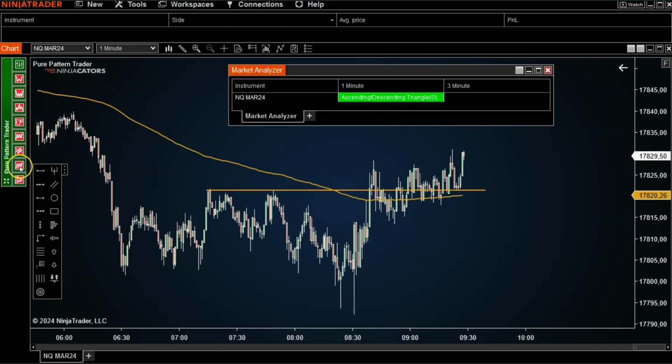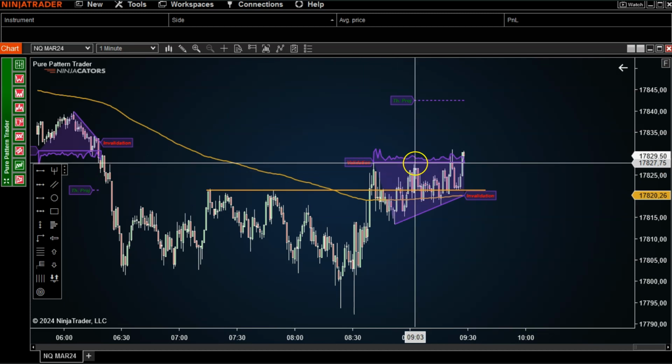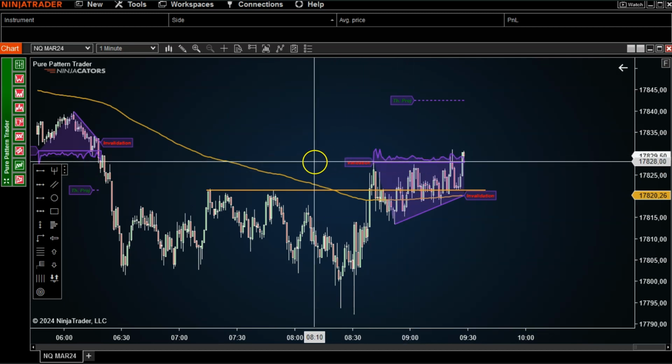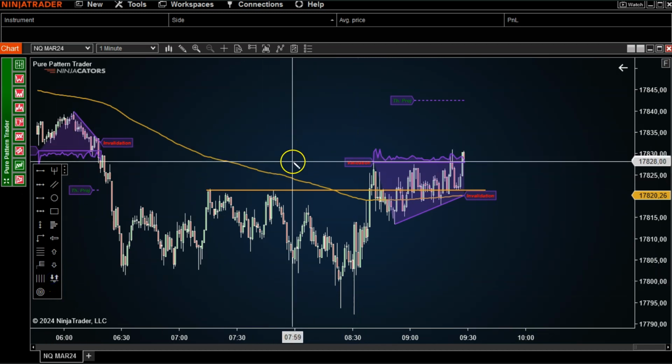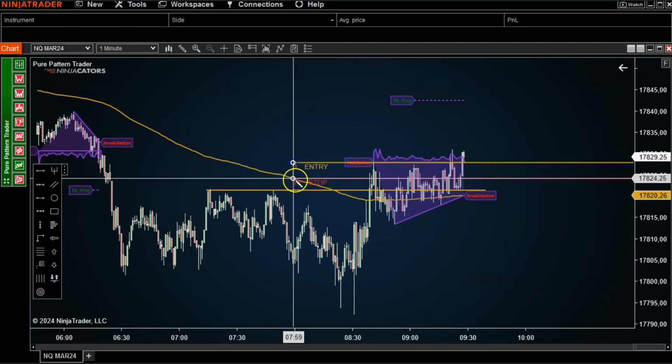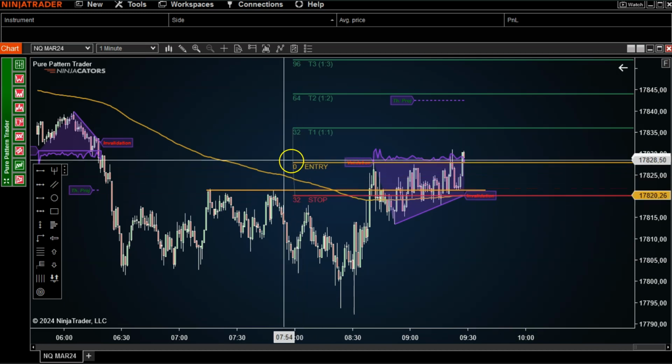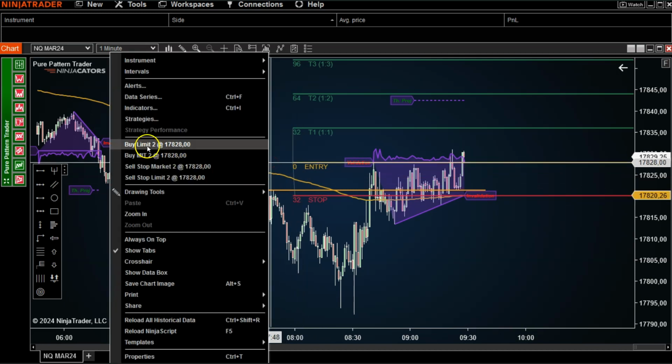My scanner picked up an ascending triangle. I went ahead and clicked on that ascending triangle in my Pure Pattern Trader software. It automatically popped up with a validation, invalidation, as well as a target rejection level. Quickly figured out what my total risk would be if I entered at the validation level.